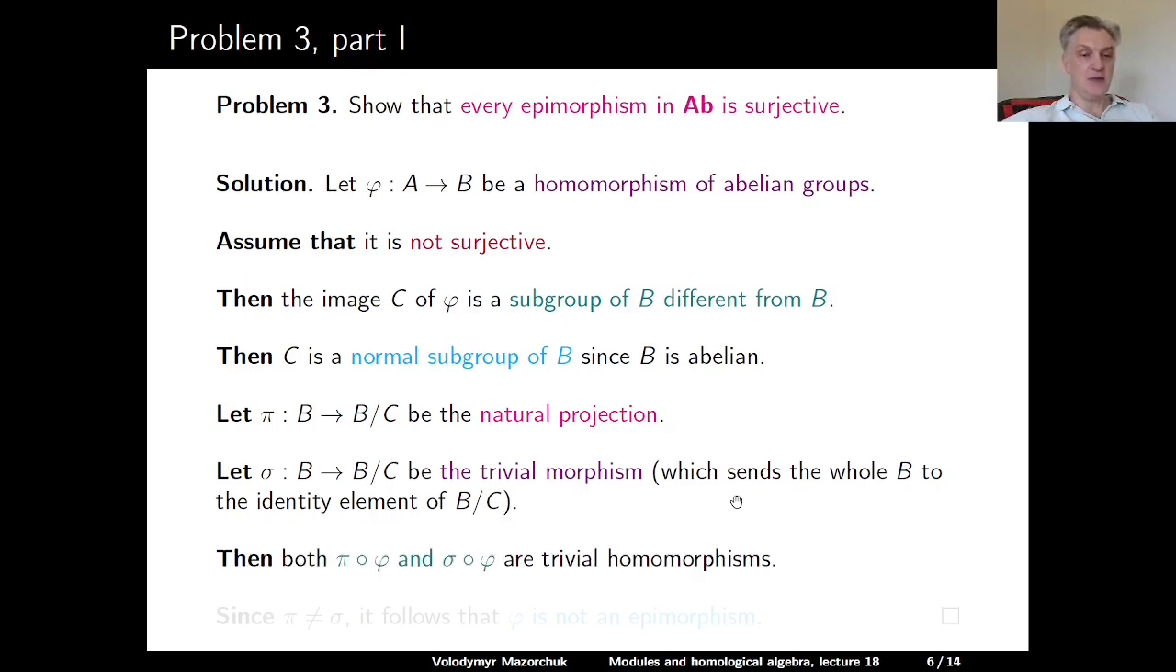At the same time, both compositions pi after phi and sigma after phi are trivial homomorphisms, because the image of phi is C, and this is killed both by pi and sigma. Therefore, we have that pi is different from sigma, but pi after phi is equal to sigma after phi, which means that phi is not an epimorphism.